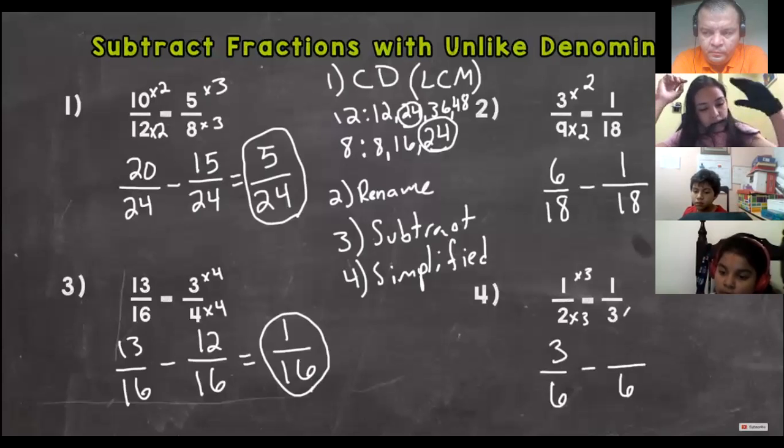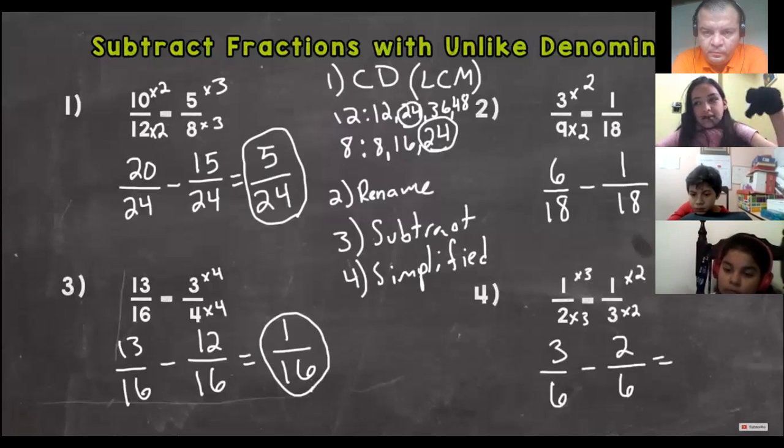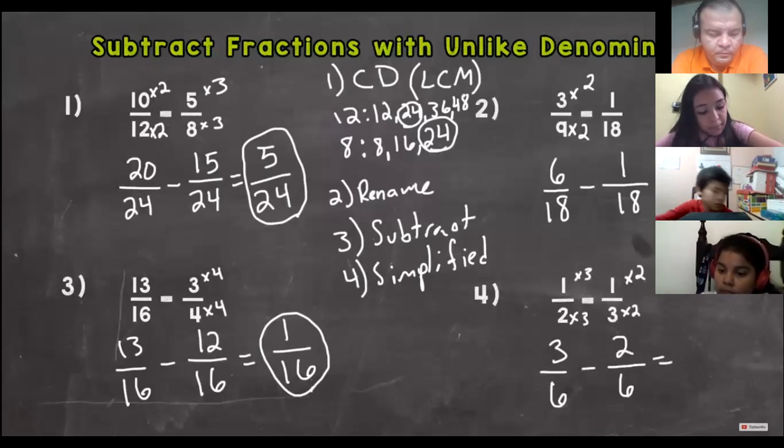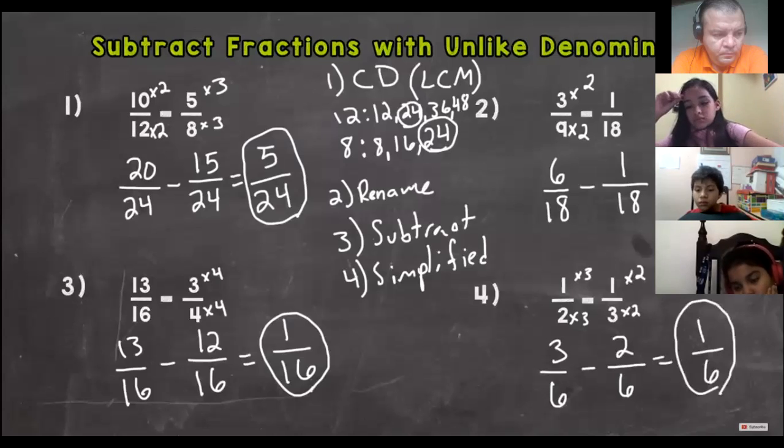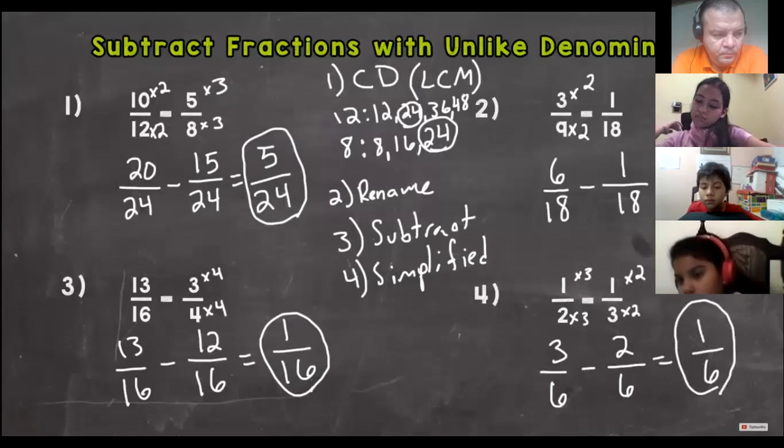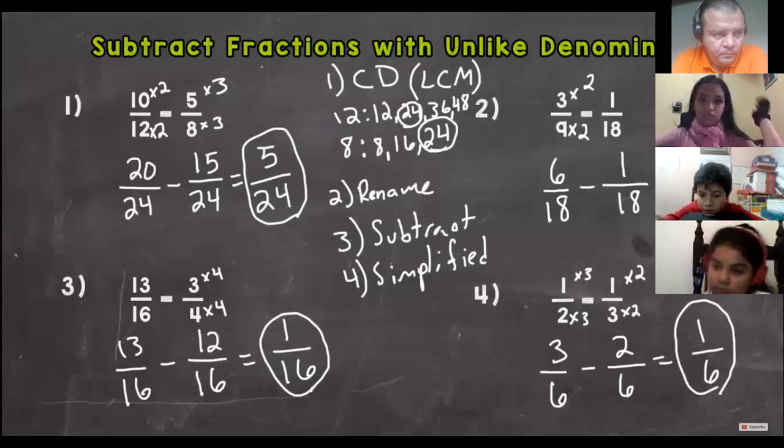3 times 2 will give us that denominator of 6. So 1 times 2 is 2. So we get 3/6 minus 2/6. We have a common denominator, so we are able to subtract. 3 minus 2 is 1. Common denominator of 6. This fraction is simplified. The only common factor between 1 and 6 is 1, so we are done. Our answer to number 4 is 1/6.